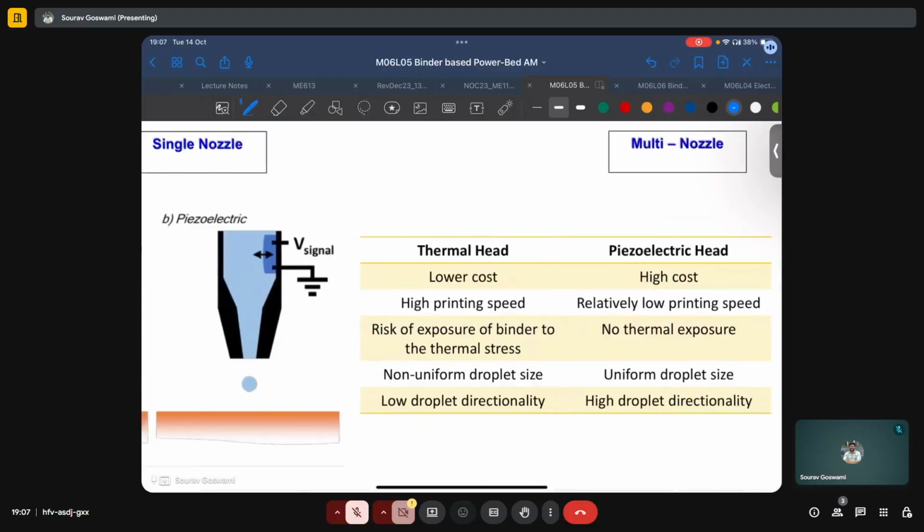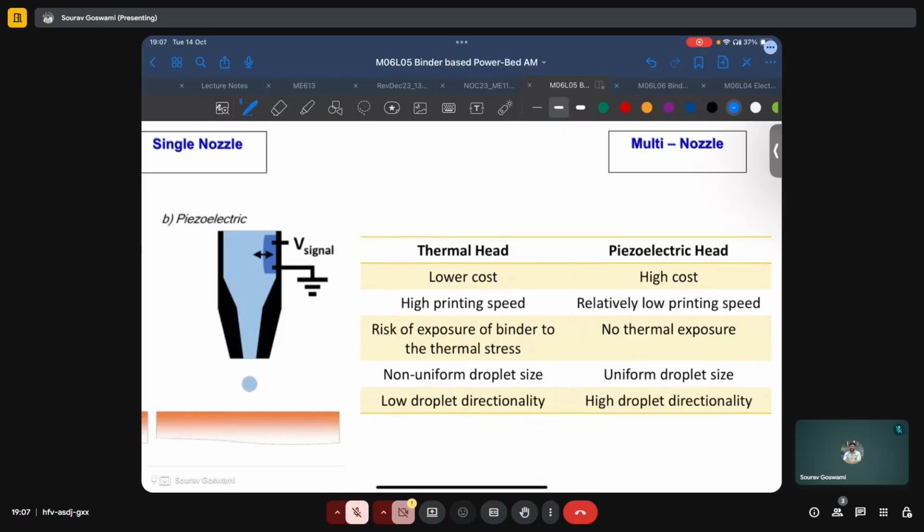We also have a helpful table which contrasts and summarizes the differences between a thermal head and a piezoelectric head. A thermal head has typically lower cost and higher printing speed. However, because of the use of heating, there is a risk of exposure of binder to thermal stresses, whereas there is no similar thermal exposure for the piezoelectric head.